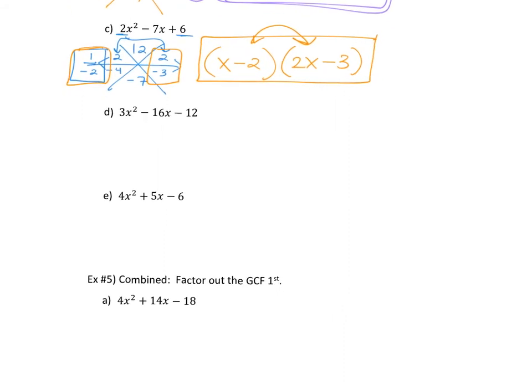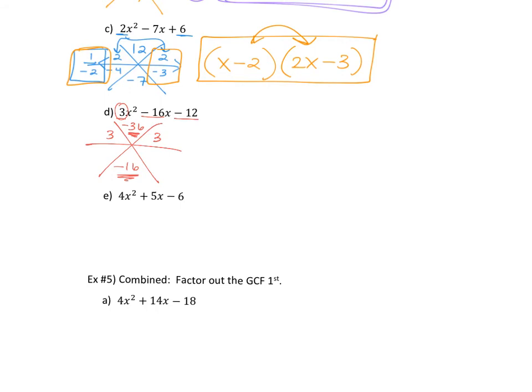Okay, this one. If I set up my star, I get 3 times negative 12 is a negative 36. And then my b term is a negative 16. My a is 3 and 3 right there. Okay, so what can I multiply to get negative 36 that I can add to get negative 16?